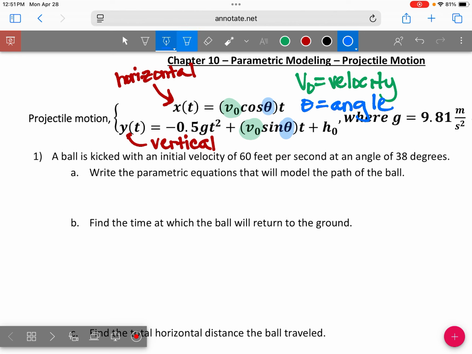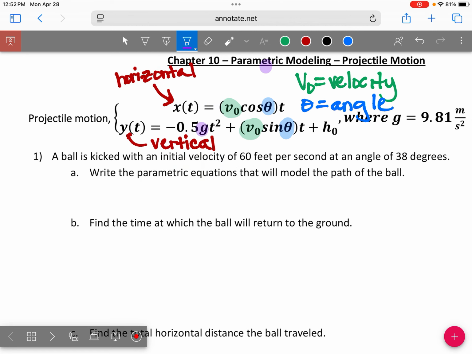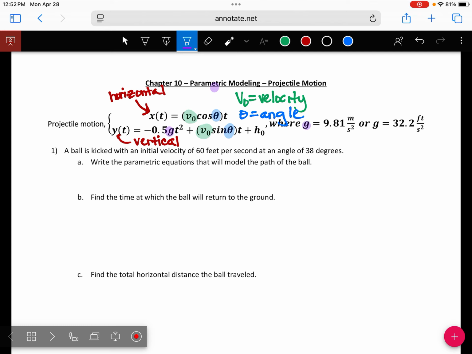And then we have this G here. Does everybody see this G? That G stands for gravity. Okay? When you are using the G value, we're either going to use 9.81 or 32.2, and that just depends on what unit of measure we're using. If it's in meters, then we'll use 9.81. If it's in feet, we're talking about distance in feet, then we'll use the 32.2. Does everyone see how the unit is M for meters and this one is FT for feet? Does everybody see that? Okay.